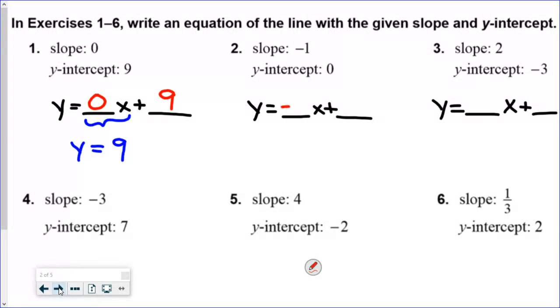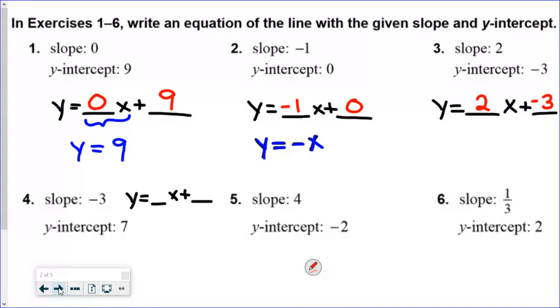Okay, my slope here is -1 and my y-intercept is 0. So often you will see this as just a negative x. And if it's plus 0 at the end, it isn't really there. So again, you might see it on a worksheet like that. This one, the slope is 2 and the y-intercept is -3. Easy peasy, right? Okay, down here.